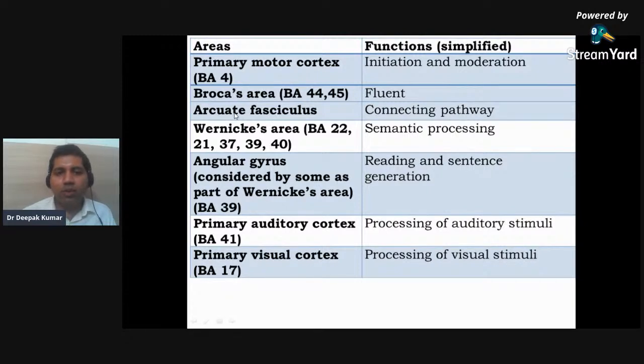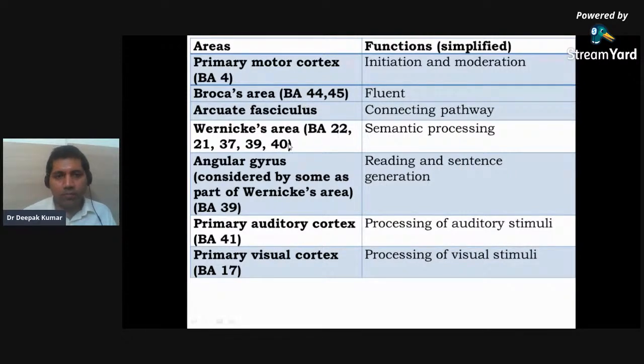Next is the arcuate fasciculus. This is the connecting pathway. What it connects is Broca's area to Wernicke's area. So next, go to Wernicke's area. You'll see the area numbers. Wernicke's area is quite large, and a series of areas are named. These are Brodmann area numbers, which again I'm not asking you to remember. You don't need to remember the numbers to understand this session at least.